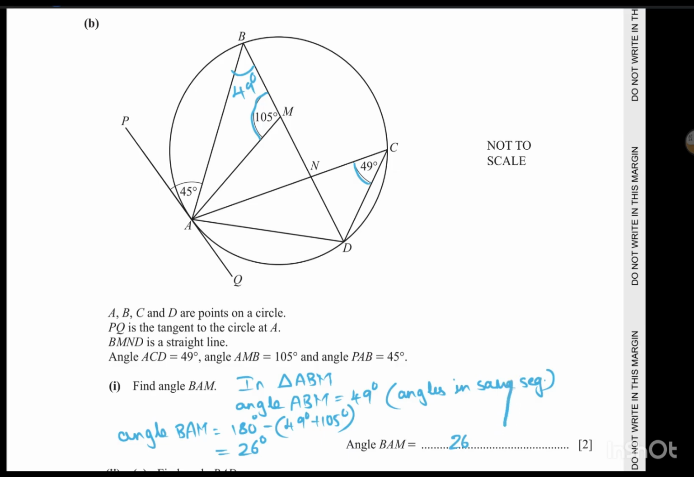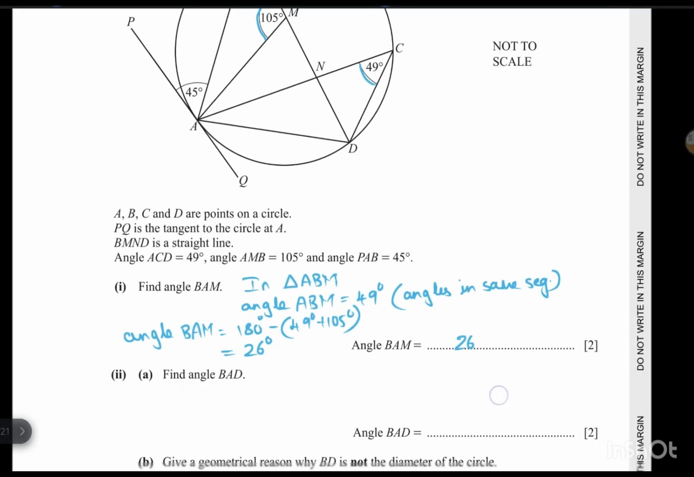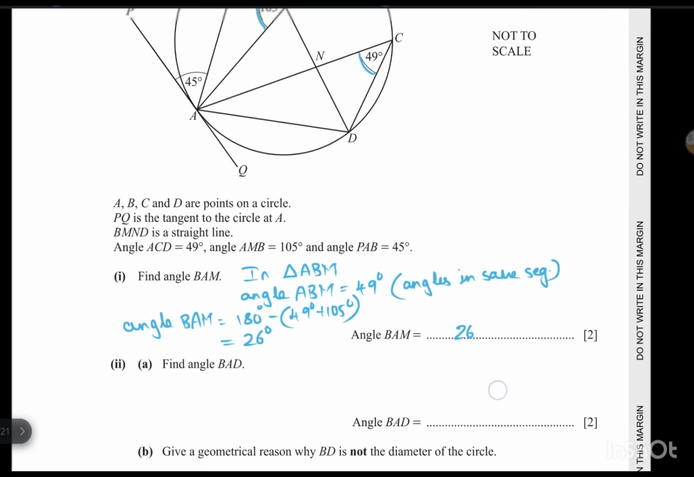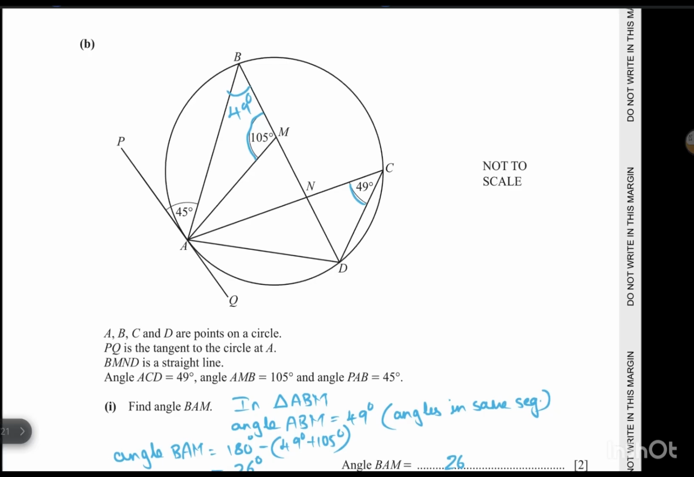Now question number B2. Find angle BAD. Now angle BAD we need to find out. Angle BAD is this angle. Sorry, not that. BAD is this complete angle. Angle BAD we need to find out.